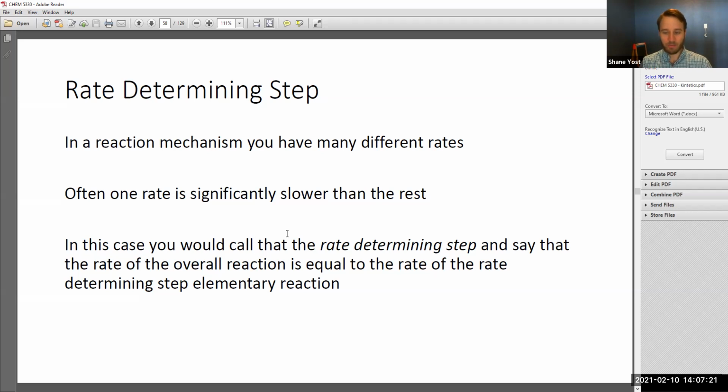That's why you see people rushing out of a room, this huge blob of people circling around the exit. Everyone can get to that spot very quickly. They just can't get through it very fast. So that's your rate determining step, and that determines how fast you get out of the room.